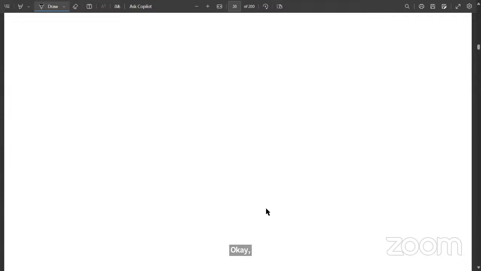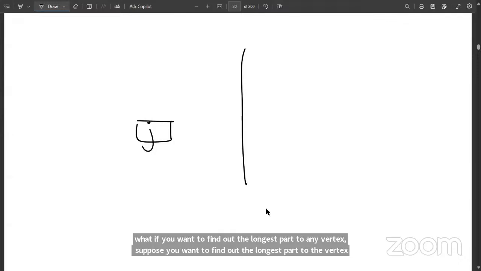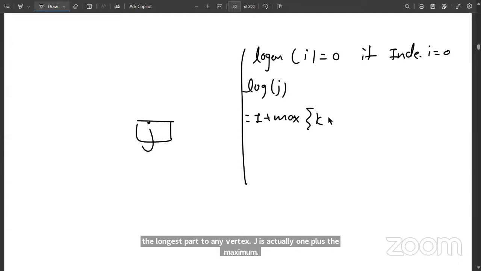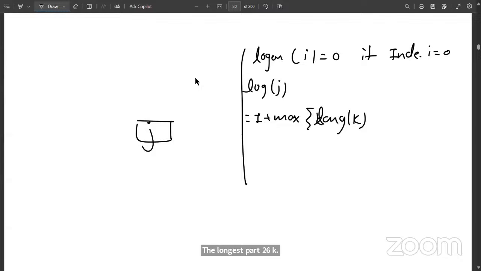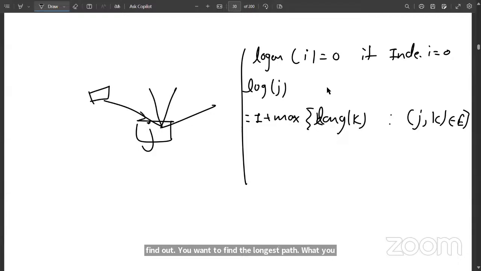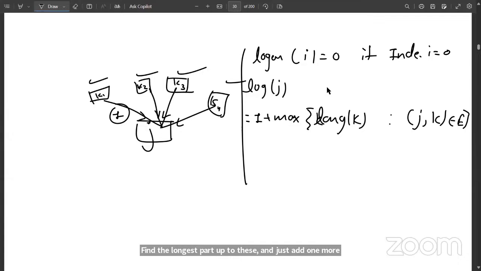So what is the longest path? If you want to find the longest path to any vertex, suppose the vertex J, what is the concept? The longest path of any vertex I is equal to 0 if the in degree of I is 0. And the longest path to any vertex J is 1 plus the maximum of the longest path to any vertex K, where there is an edge from K to J. So if this is your vertex J, and you want to find the longest path, find the longest path to all its previous neighbors, that means K1, K2, K3, K4. Find the longest path up to these vertices, add one more to that particular longest path, and take the maximum. That's the formula.